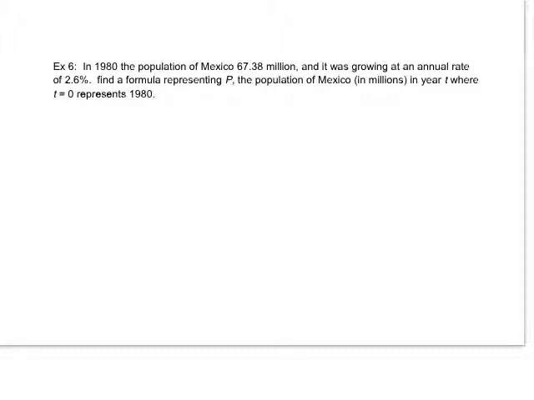For the next example, I'd like you to pause the video and see if you can figure this out yourself. In 1980, the population of Mexico was 67.38 million, and it was growing at an annual rate of 2.6%. I just want a formula that represents the population of Mexico where T0 represents 1980. So pause the video, please, and you write the formula out, and we will check this one in class.